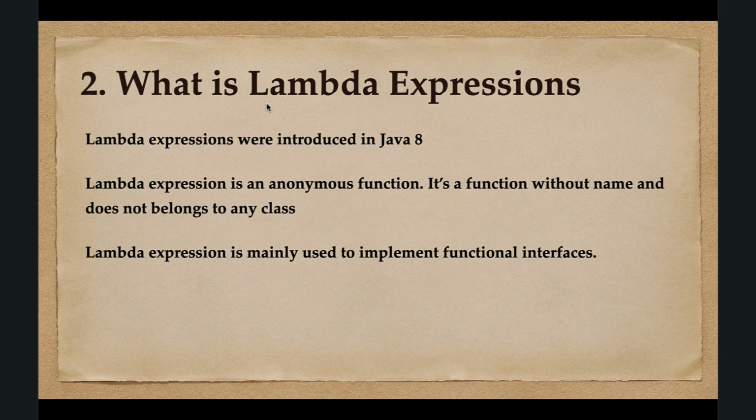Great. Let's take a look at the next question, that is, what are Lambda expressions? Lambda expressions were introduced in Java 8. A Lambda expression is an anonymous function. It means a Lambda expression doesn't have a name and it does not belong to any class or object. The main purpose of a Lambda expression is to implement functional interfaces.